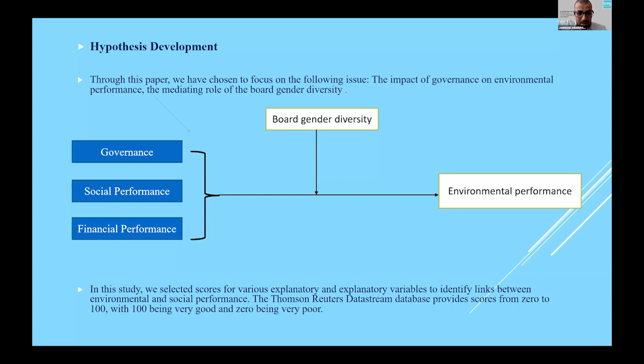Our source data is the Thomson Reuters Datastream database that provides many scores from 0 to 100, with 100 being very good and 0 very, very poor. For example, for governance, for our companies, the score is between 25 and 97, from the good to the better companies.